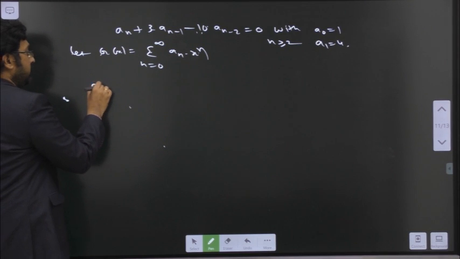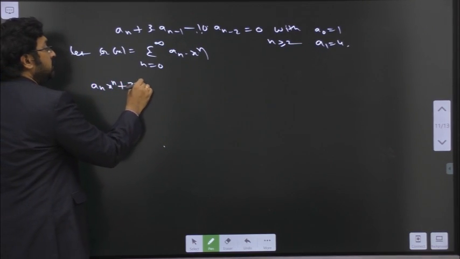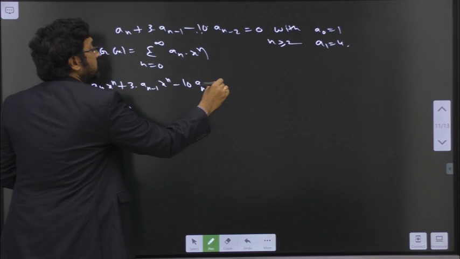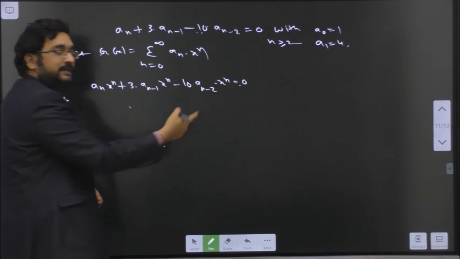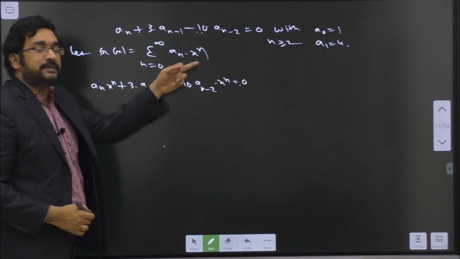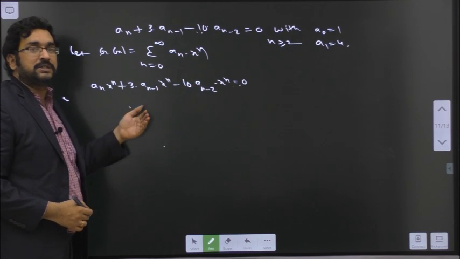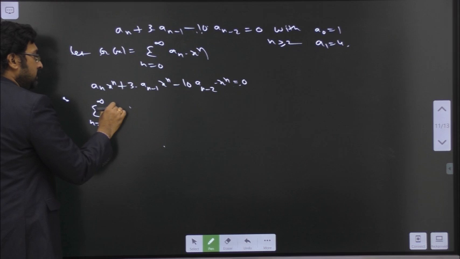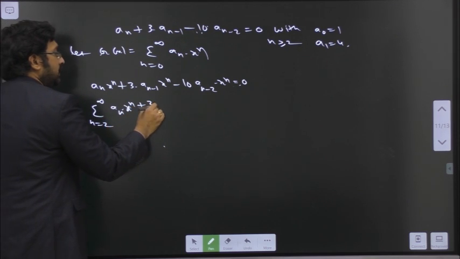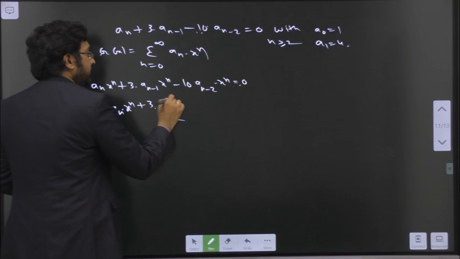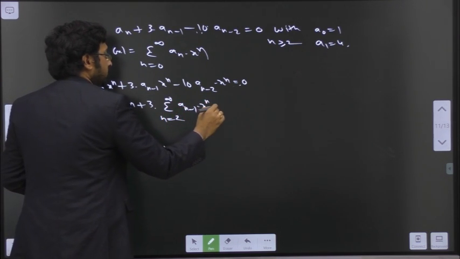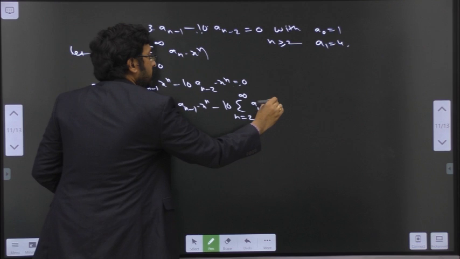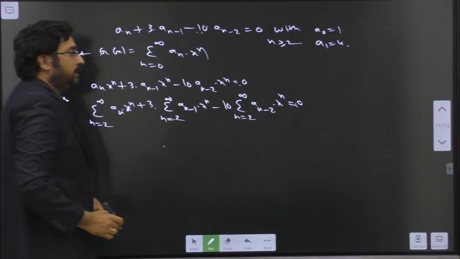So we will get a n into x power n plus 3 into a n minus 1 into x power n minus 10 a n minus 2 into x power n equal 0 into anything is 0. Now take summation. As the limit is given that n greater than or equal to 2, summation should start from 2. So we will get sigma n equal 2 to infinity a n into x power n plus 3 into sigma n equal 2 to infinity a n minus 1 into x power n minus 10 into sigma n equal 2 to infinity a n minus 2 into x power n equal to 0.